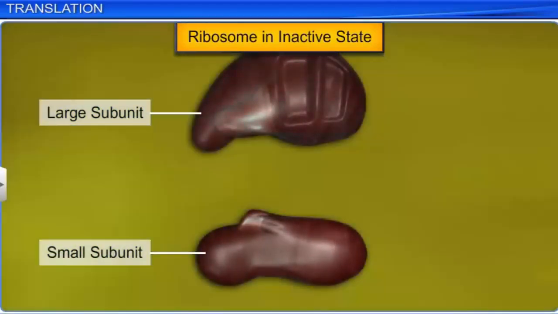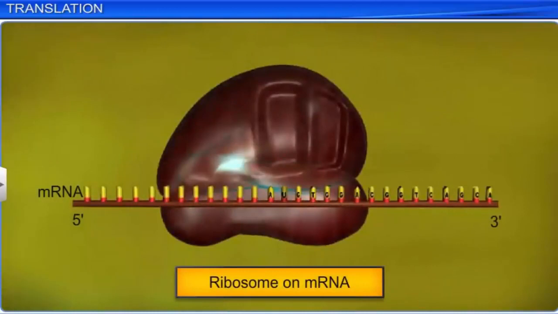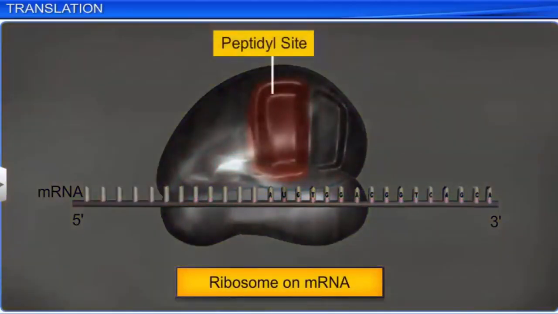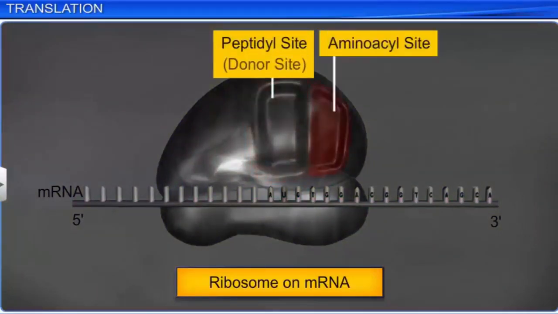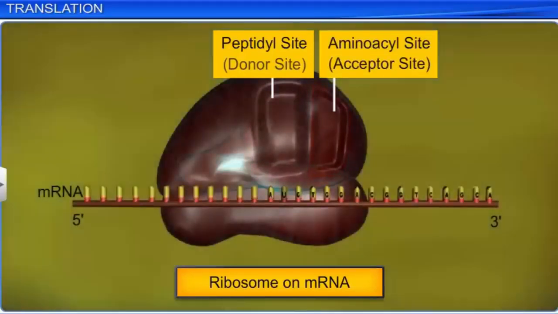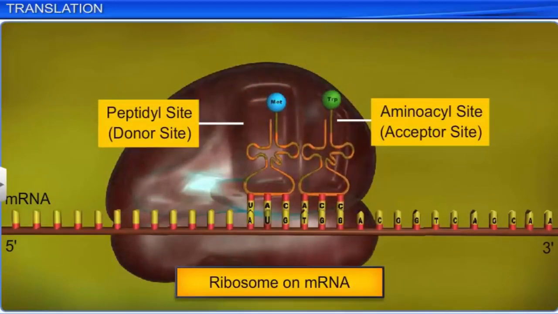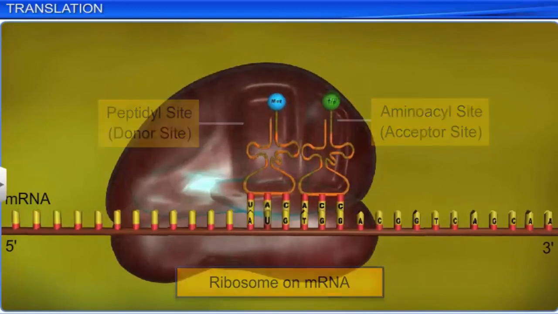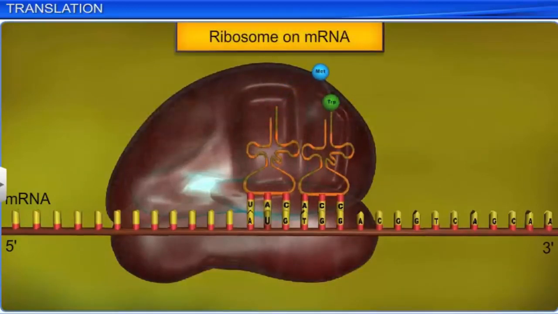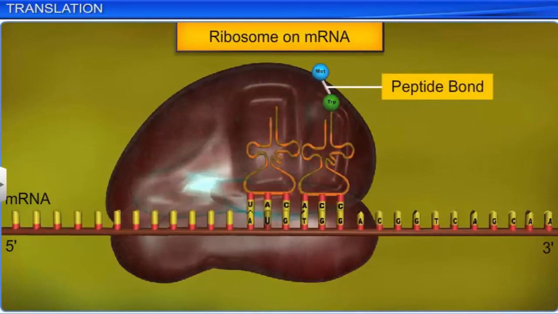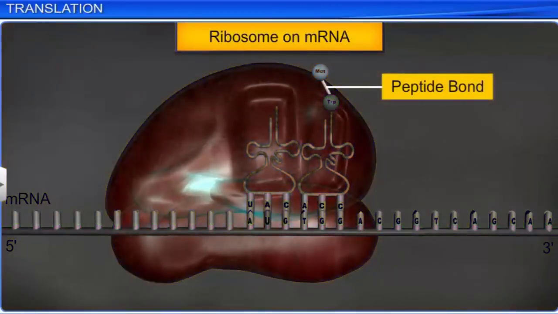The large subunit consists of two sites, the P or peptidyl site, also called the donor site, and A or aminoacyl site, also called the acceptor site. At these sites, the two subsequent aminoacyl tRNAs bind and facilitate the formation of a peptide bond between the two amino acids. The ribosome also acts as a catalyst in the formation of the peptide bond.